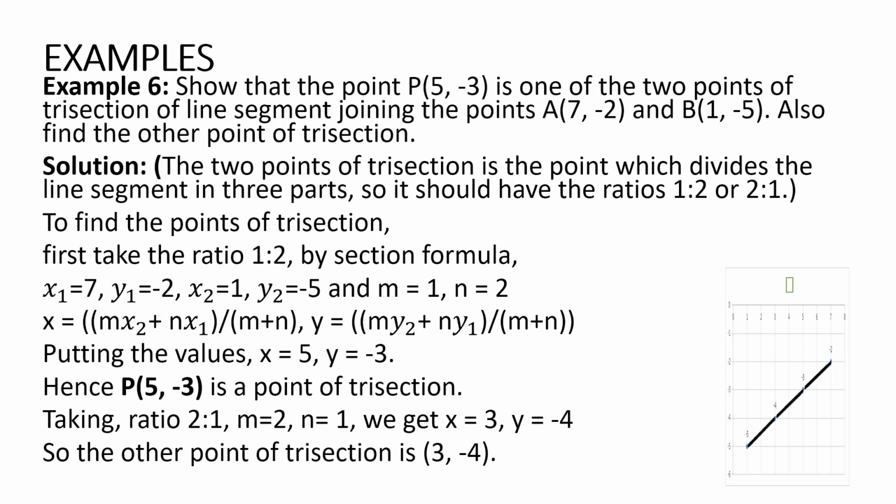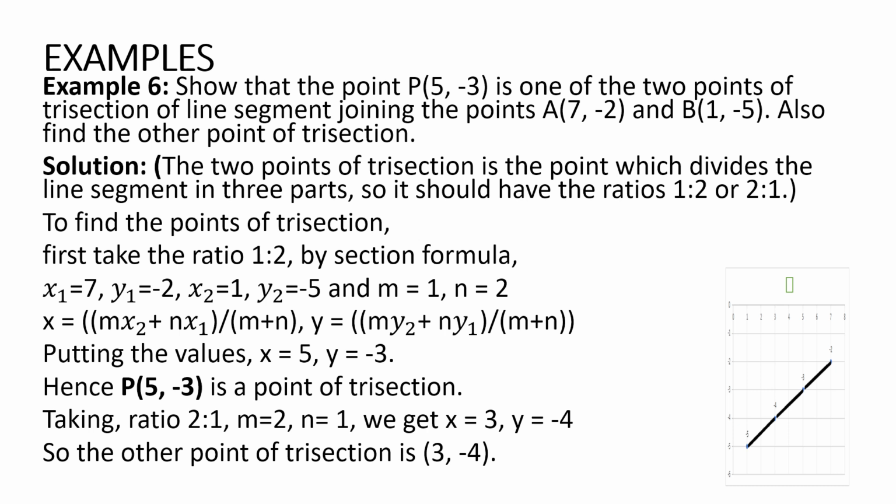Example 6. Show that the point P(5, -3) is one of the 2 points of trisection of the line segment joining the points A(7, -2) and B(1, -5). Also find the other point of trisection. Trisection means they are the points which divide the line segment into 3 equal parts.